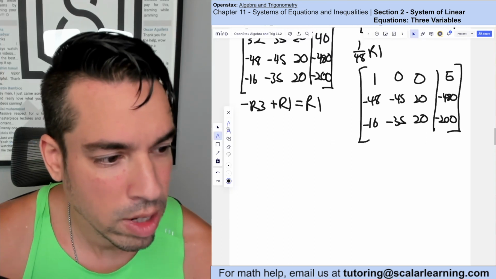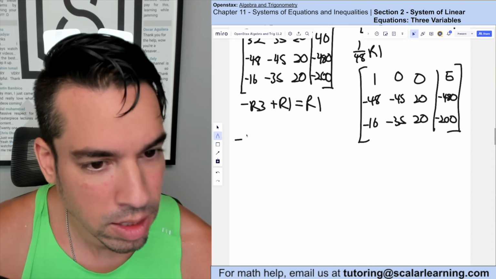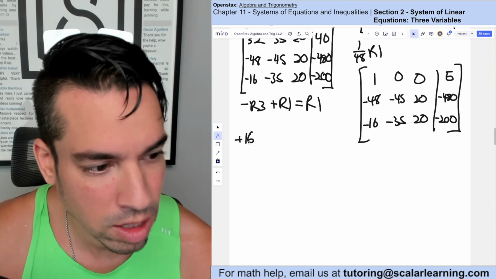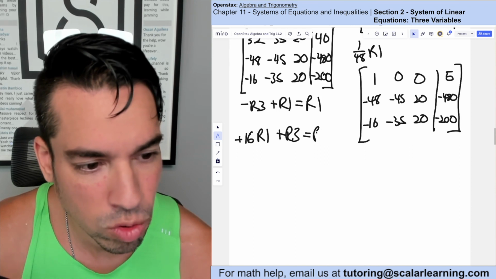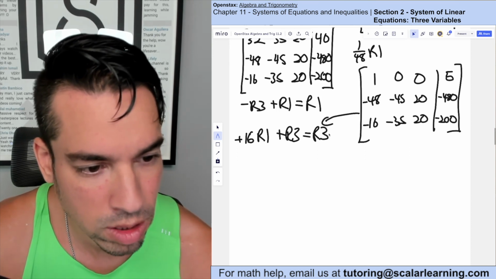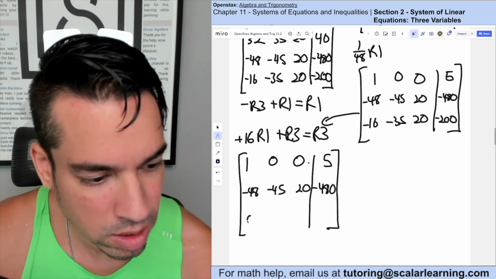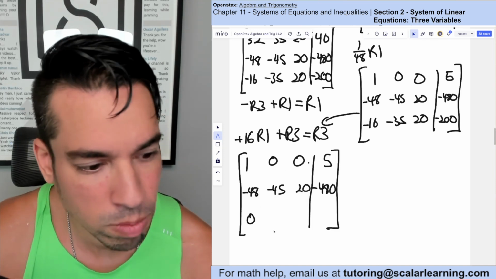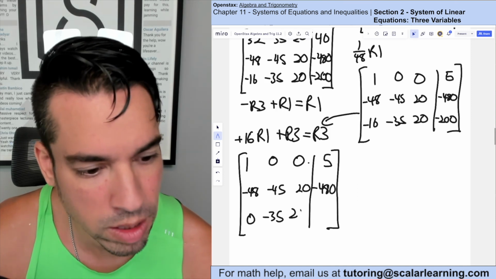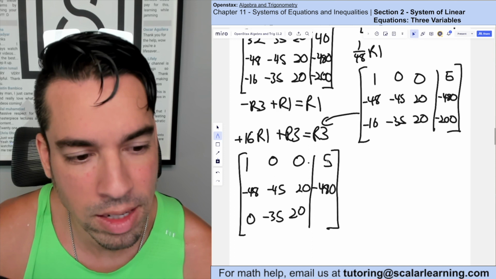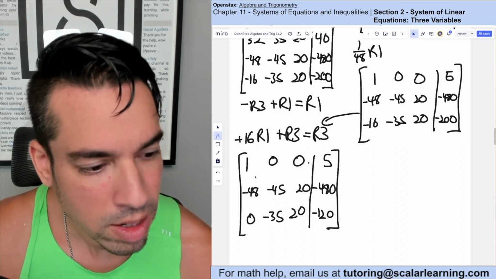And I'm going to do that first by multiplying row 1 by positive 16, I should say, 16 times row 1 added to row 3 to get a new row 3, right? So we're kind of going this way. Let's write that out. So 16 times 1 is 16 plus negative 16 is 0. 16 times 0 is 0 plus negative 35 is negative 35. Times 0 is 0 plus 20 is 20. And then 16 times 5 is 80. 80 plus negative 200 is negative 120. All right, cool.